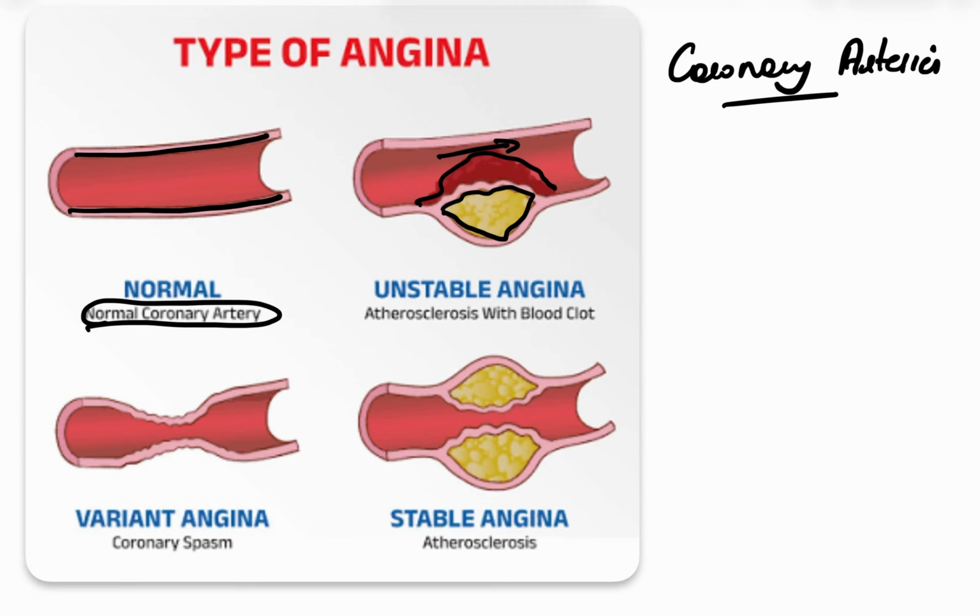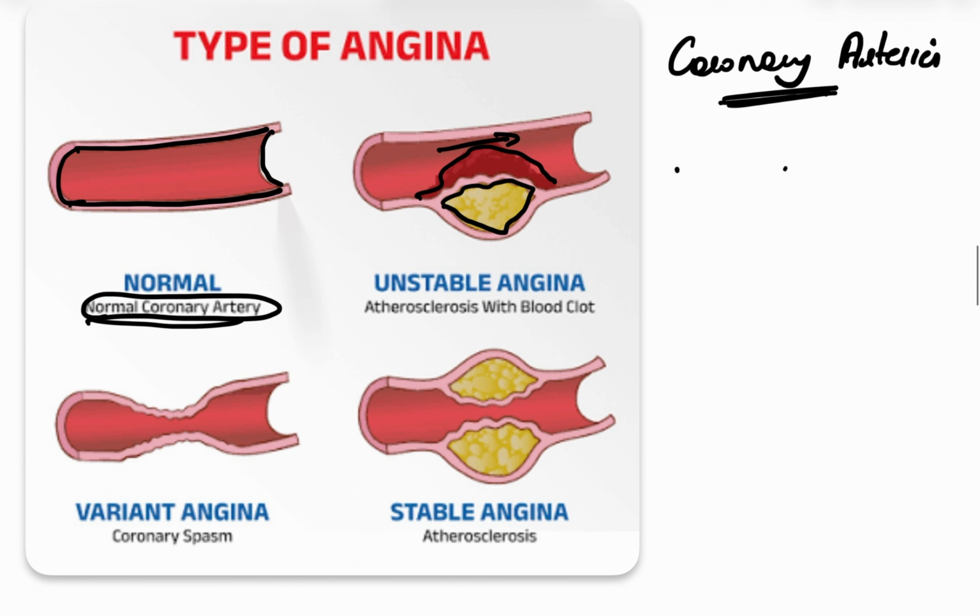Today we are going to see the topic angina. Angina is a chest pain or discomfort that happens when your heart muscle does not get enough oxygen-rich blood. We have already discussed in detail about the coronary arteries. The coronary arteries supply oxygenated blood to the cardiac muscles, and these cardiac muscles help in the contraction and relaxation of the heart. Here we can see a normal coronary artery.